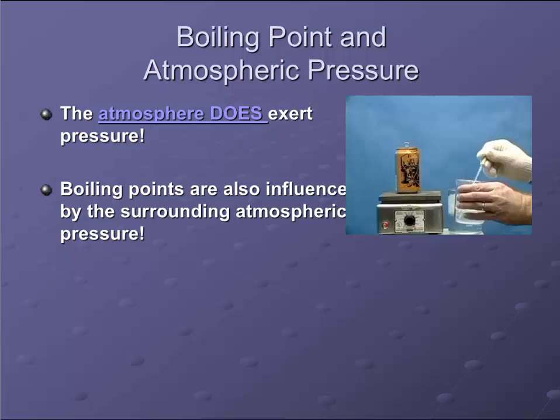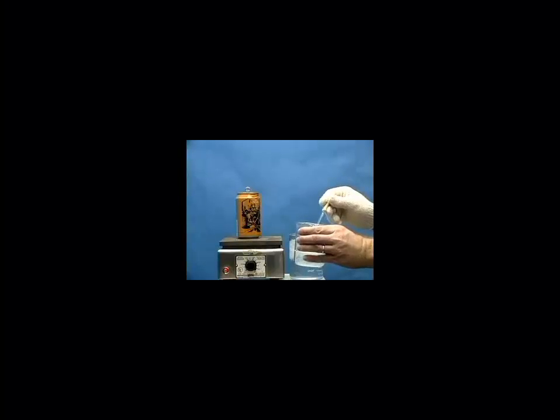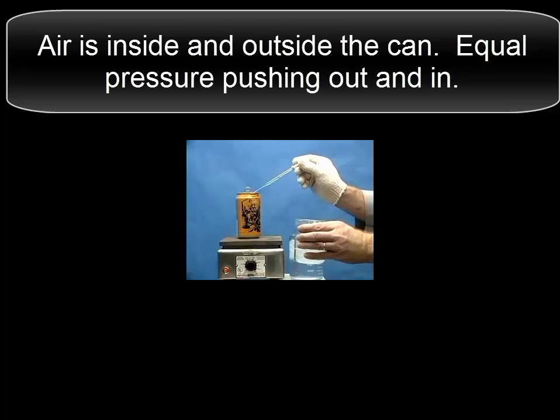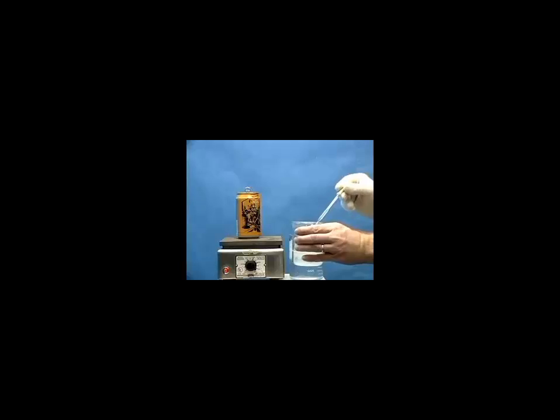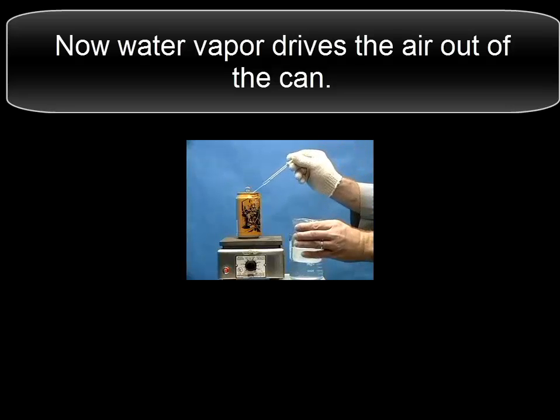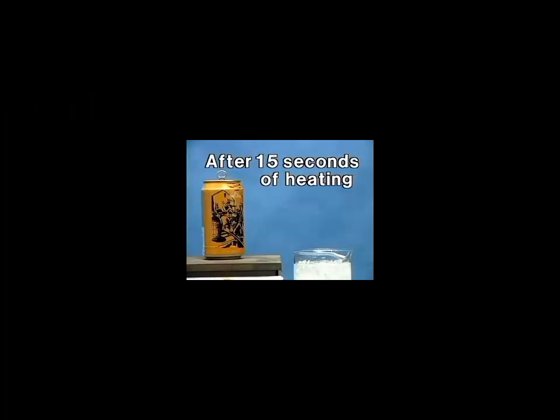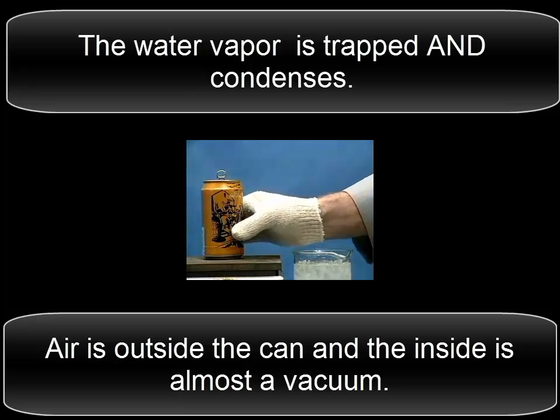Let's look at this relationship of boiling point and atmospheric pressure. The atmosphere does exert pressure. If you're uncertain of that, watch this and you'll really see. A small amount of liquid water is placed in a can and boiled. The can fills with water vapor. Quickly inverting the can into ice water causes that vapor to condense, and atmospheric pressure crushes the can.